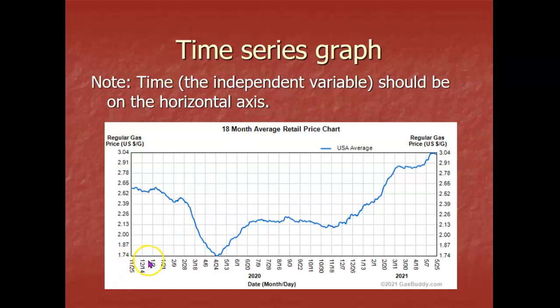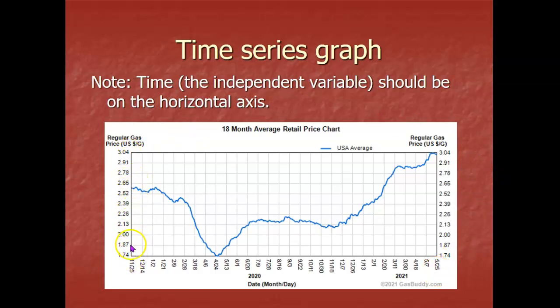But notice that across the bottom of the graph, on the horizontal axis, we have the time. So on a time series graph, the time should always be on the horizontal axis, so that as you go along from left to right, you are going into the future. You're going along in time order. So here we're starting at November 25th of 2019, and we're going forward in time through that 18-month period until we get to May of this year, 2021.